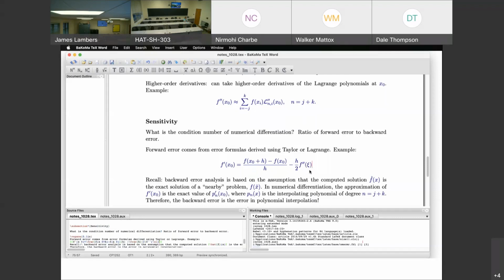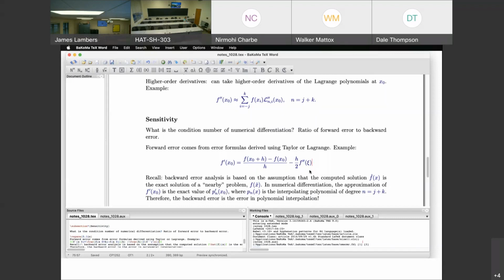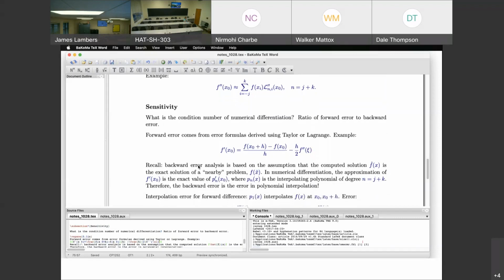So now we have a forward error, but now the question is, what is the backward error? And it turns out that in this case, that's something we can get. Because what is backward error? It's based on the assumption that whatever it is you're computing, your approximation is the exact solution of a nearby problem. What is it we're trying to compute? We're trying to compute f prime of x naught. And so we get some approximation.